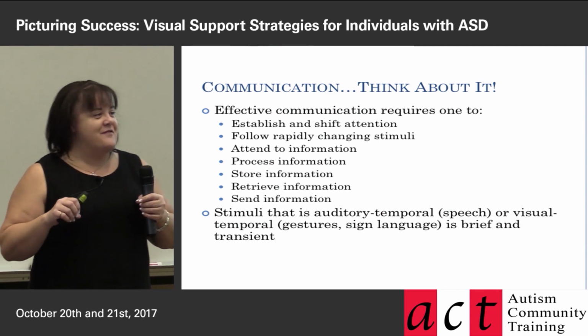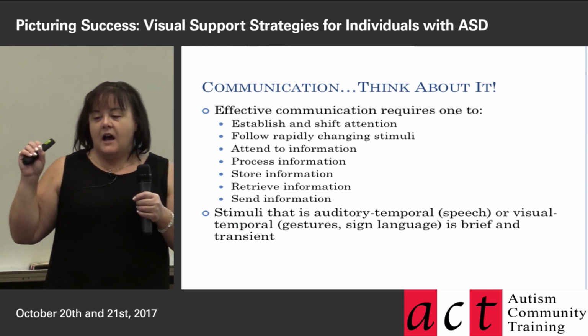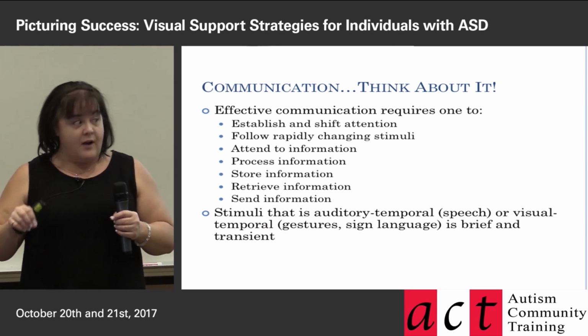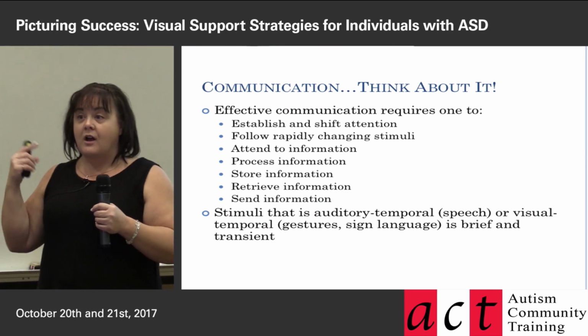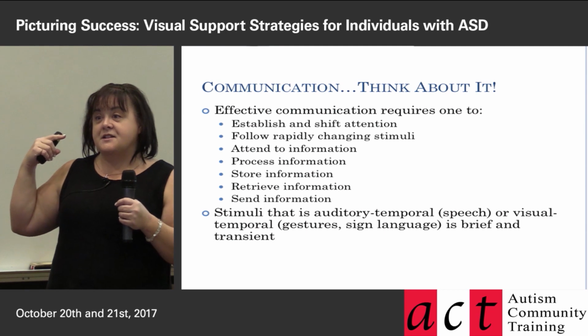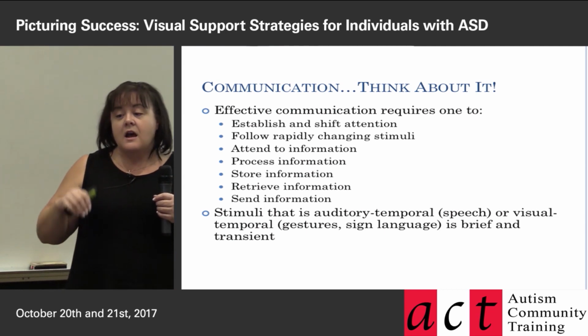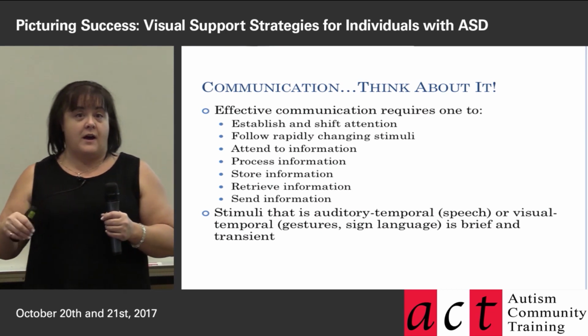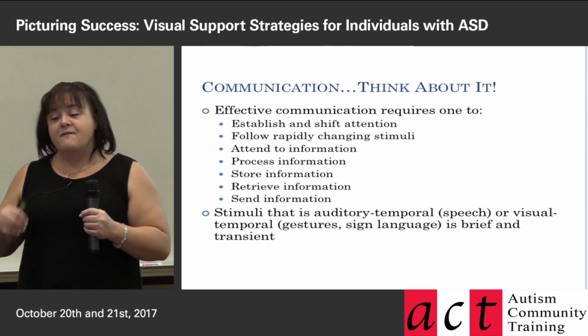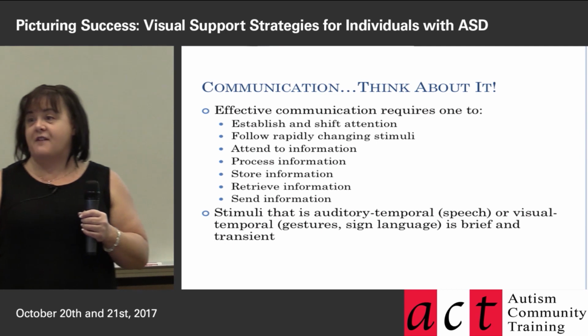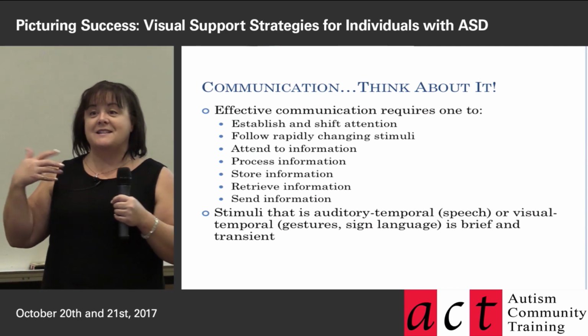What we know in terms of individuals with autism is that speech, right, which is auditory temporal. I hear things and they come out, and in terms of time they disappear right away. That's really difficult for individuals with autism to attend to. Visual temporal, this is also stuff that in terms of time, it's there and it goes.